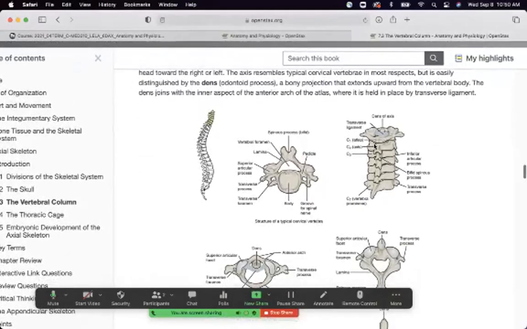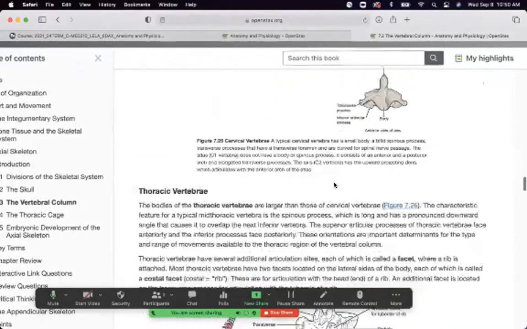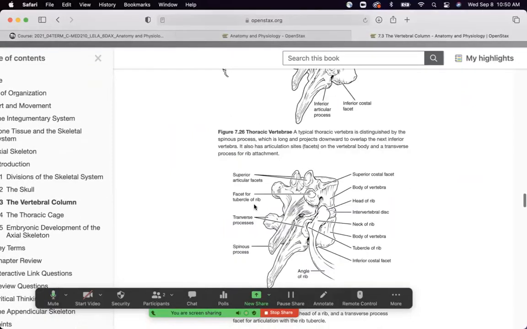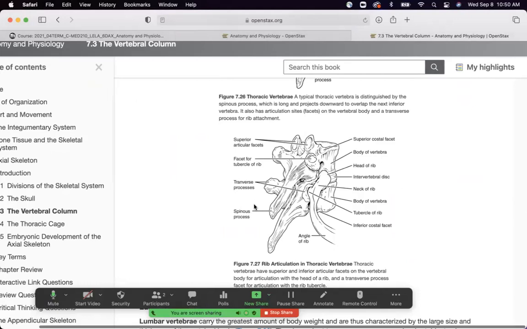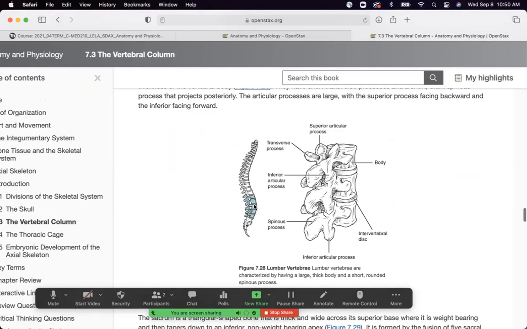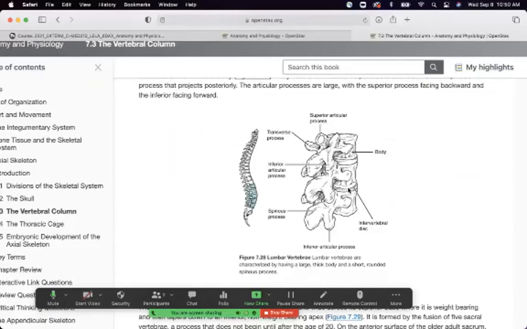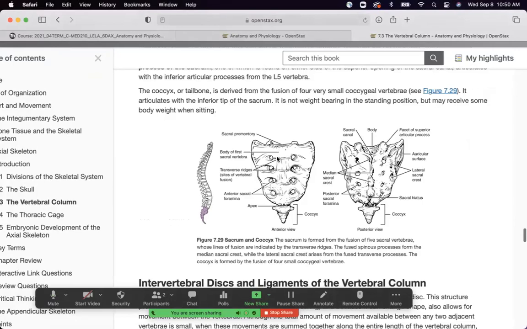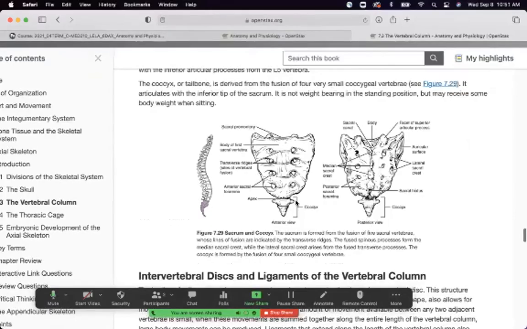See there, C1 atlas, C2 axis. And what makes it special about the thoracic is it has facets to connect to the ribs. And we have 12 ribs, therefore 12 thoracic vertebrae. Your lumbar, what makes them so important is if you look at the body, it's very, very thick. This is the thick, thick body. Your sacral, are fused bones.